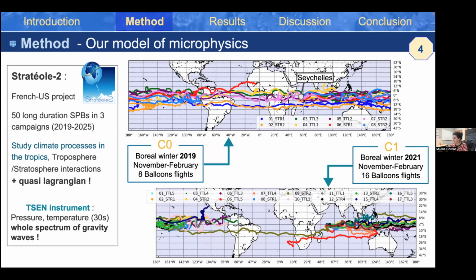The specificity of these balloons that we're using here is that once at their equilibrium level, they can follow horizontally the airflow for several months. So they are quasi-Lagrangian tracers, and they can give an insight of the gravity wave activity in an intrinsic frame. More precisely, we have access to observations of the whole spectrum of gravity waves thanks to the TSEN instrument that is notably recording the pressure at a time resolution of 30 seconds.